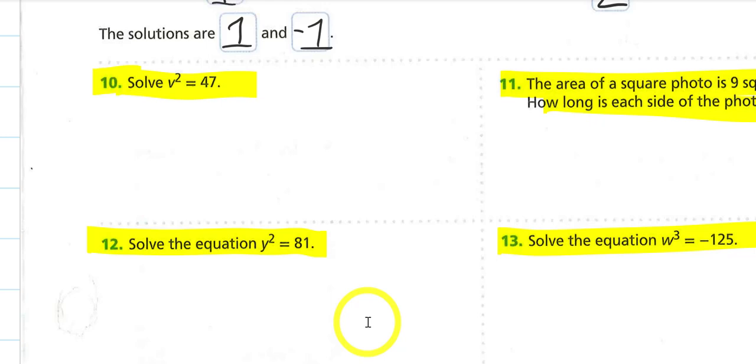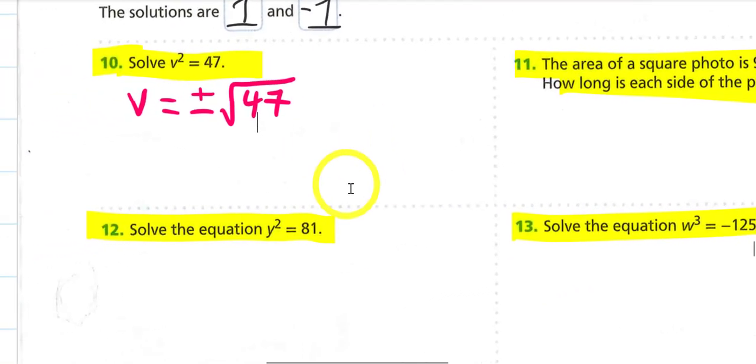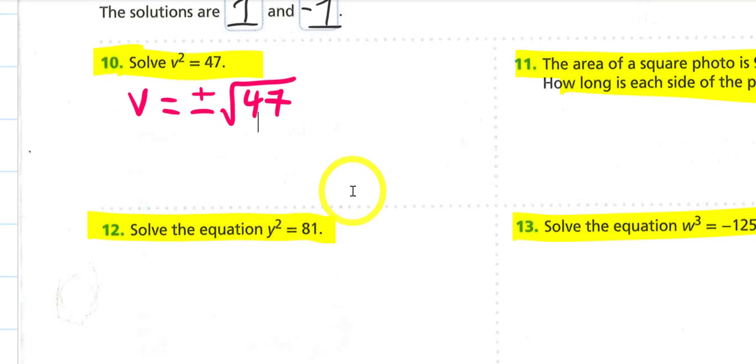Pause number 10. Try it and come back and check your answer. Okay, so the response you should have here for number 10 is v equals positive and negative square root of 47. Remember, when it's a square root, you want to include both. And since this is an irrational number, if you're asked to enter it as an exact solution, you want to enter it as the square root, because when we enter it as a decimal, we're approximating it. It's not exact. This would be an exact solution.